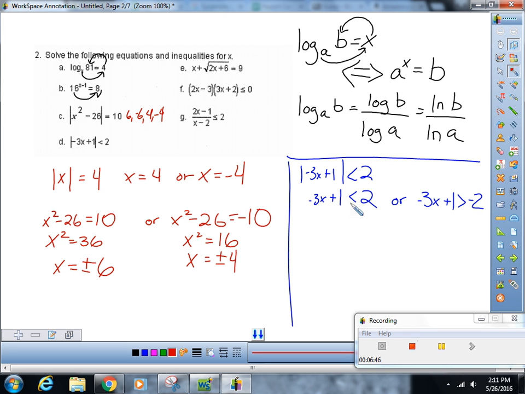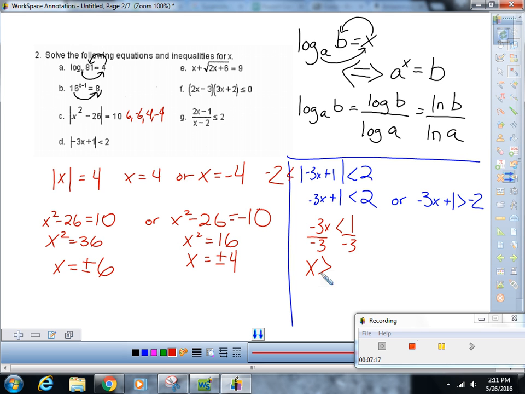Okay? Maybe it would make more sense if I switched. Here, let me write this like that. It's less than 2 or it's greater than negative 2. So I've kind of taken this dual inequality and split it up with an or. Well, now I just solve this thing like normal. Negative 3x is less than positive 1. Divide each side by negative. When you divide each side by a negative, remember you got to switch the sign.